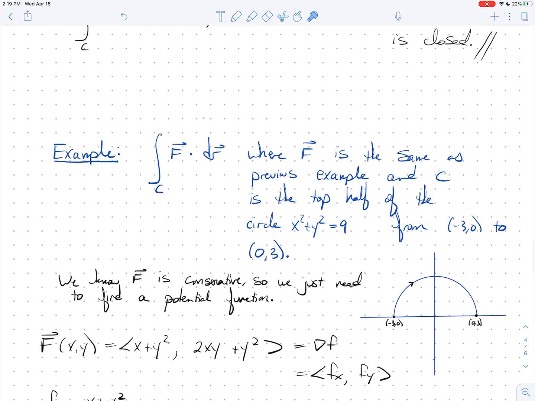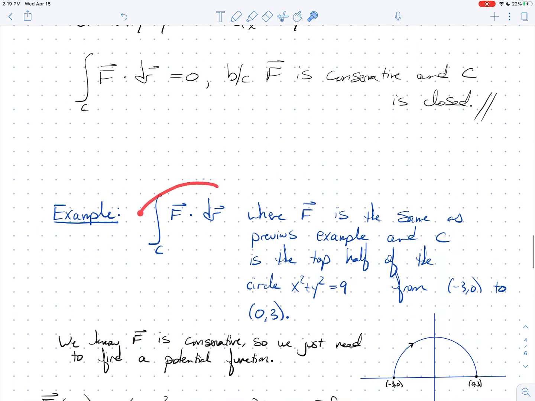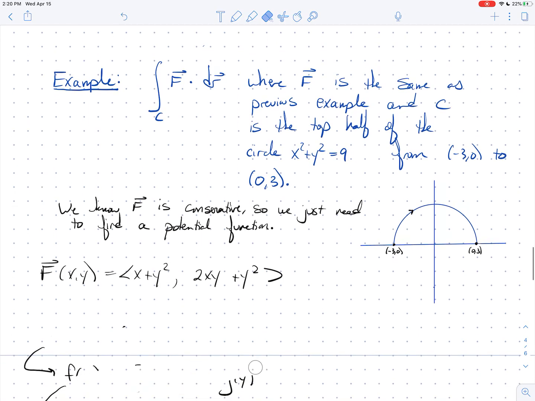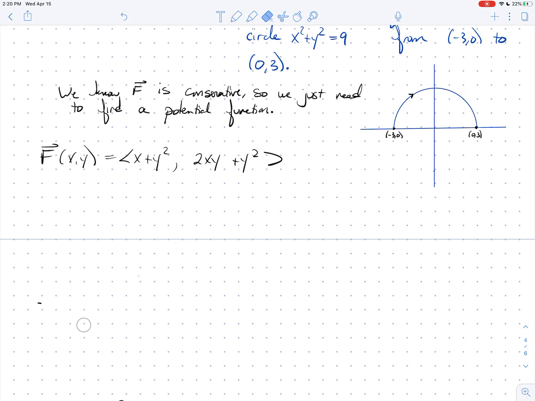We'll do two at once. So I want to work out this line integral of F dot dr, where F is the same as the previous example. The only thing we're changing is our curve is no longer the unit circle. It's going to be the top half of the circle centered at the origin with radius 3. And we're actually going to start here and go that way, rather than where we typically start and go counterclockwise, just to change it up a little bit. So I've written down our old function, big F.